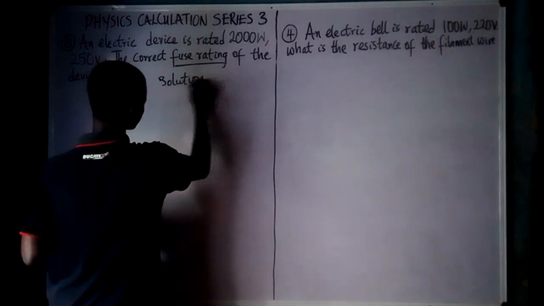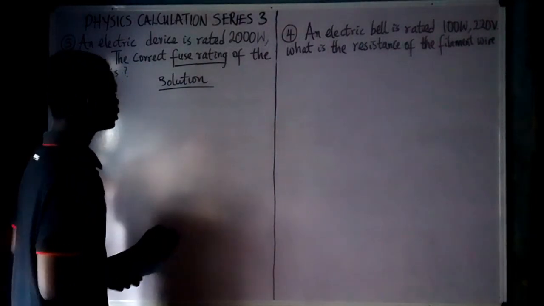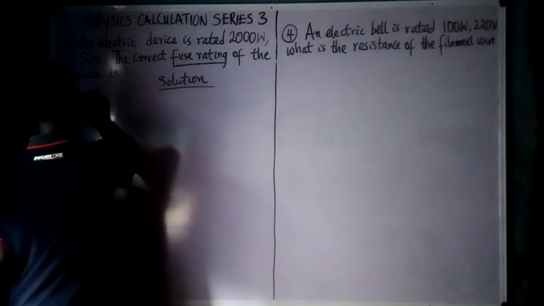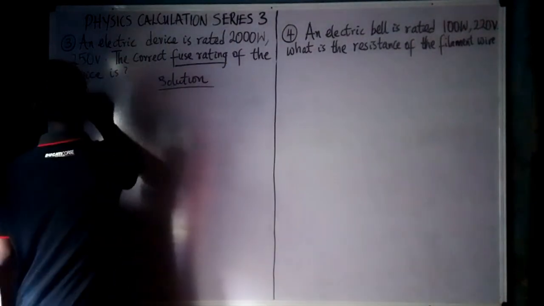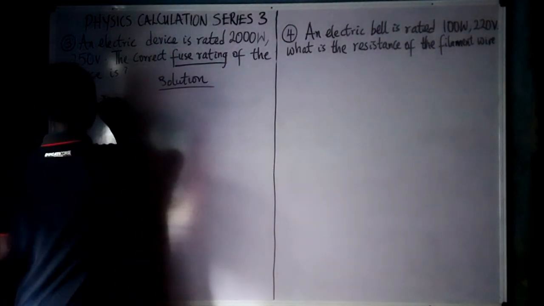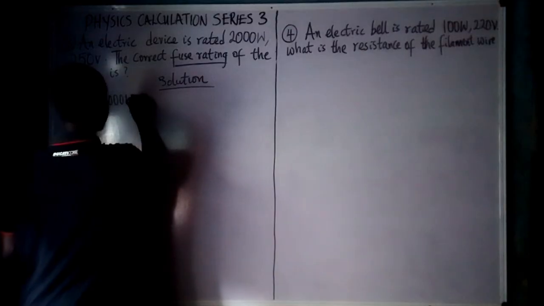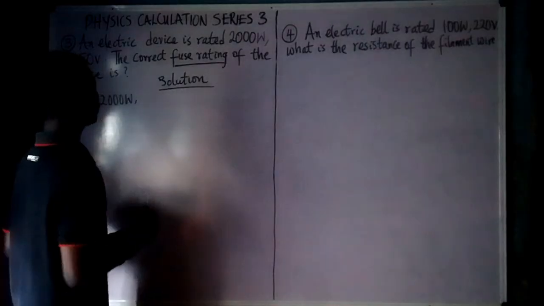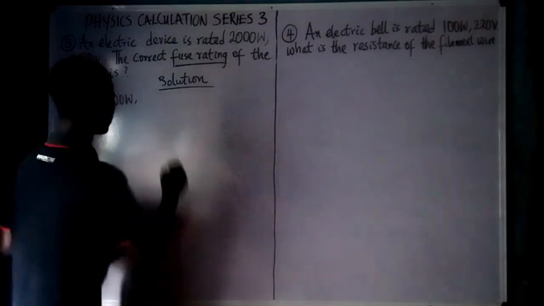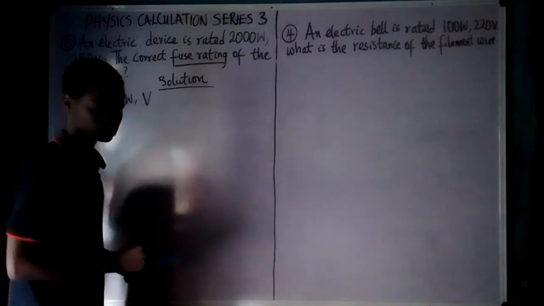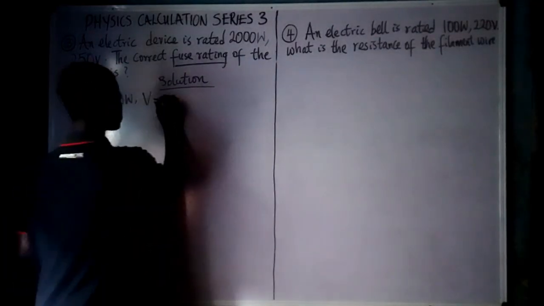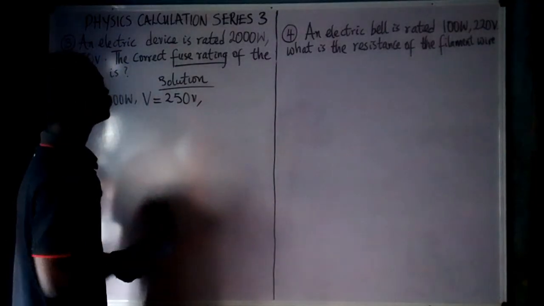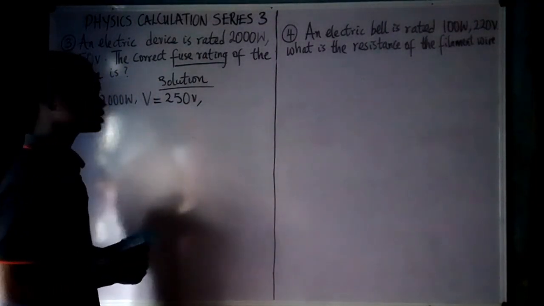Now when you have this question, let's see what was given in the question. The question says an electric device is rated 2000 watts. Watt is the unit for which physical quantity? Power. So we'll say our power was given to be 2000 watts. So guys, that is the first quantity given. Now what else? They said, and 250 volts. That is for our potential difference. Our volt was given to be what? 250 volts.